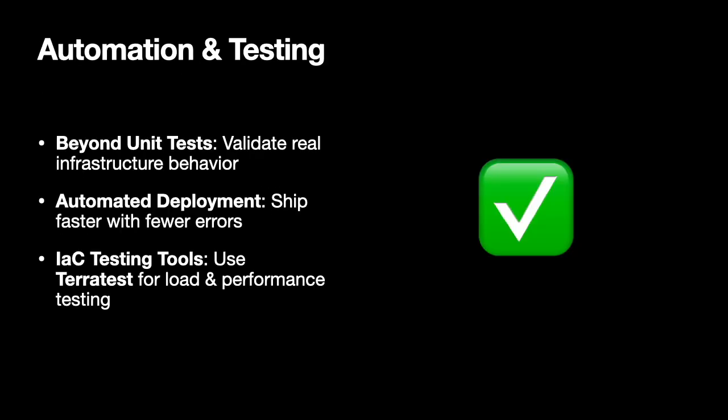As a final step, let's talk about automation and testing, crucial for delivering reliable cloud infrastructure. Beyond just unit testing, I focus on automating everything from deployment to infrastructure validation. For infrastructure as code, I use tools like Terratest to test Terraform configurations. This includes not just syntax checks, but also load and performance tests to simulate real-world usage.